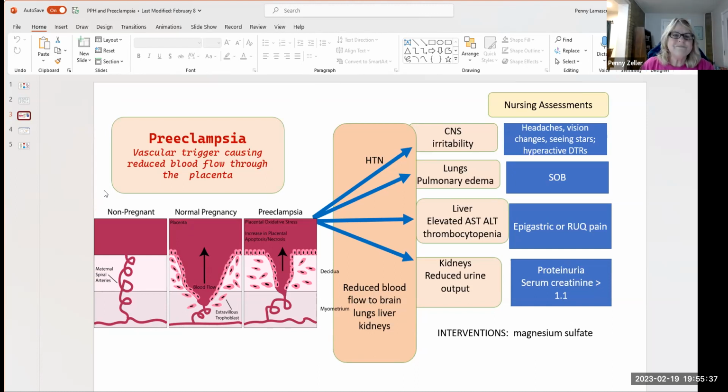Okay. So that's your preeclampsia. So you have to know those signs and symptoms. So just remember by the systems: brain, lungs, liver and kidneys, and of course, vital signs.